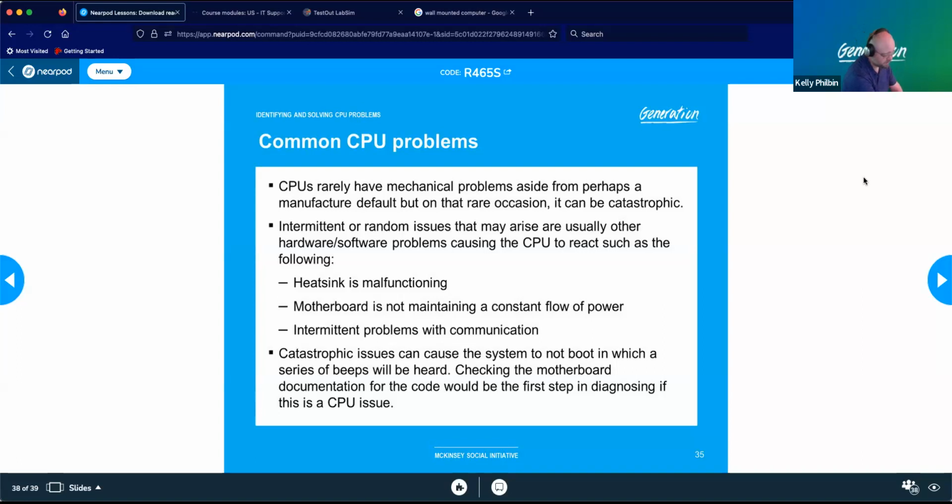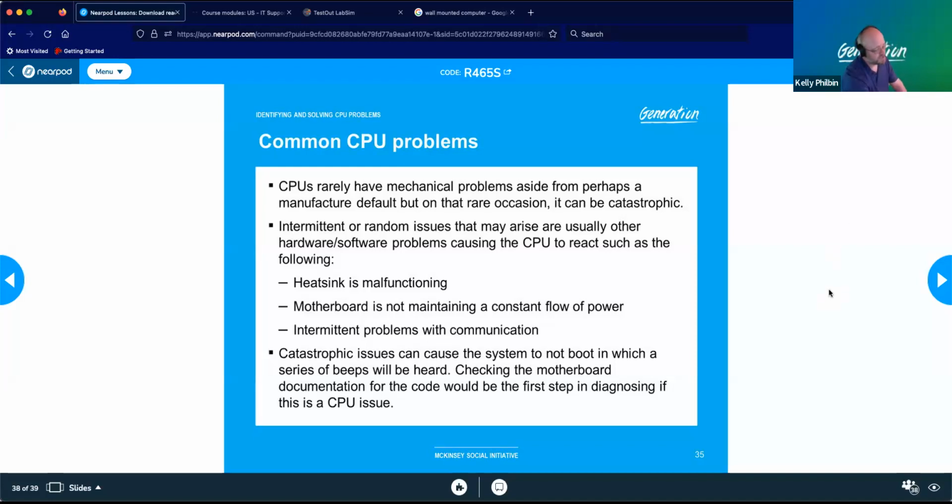Catastrophic issues, or kind of what they are, the system can't boot. You'll just get a series of beeps. Those series of beeps are called what? What do we call these series of beeps? Post error. Post error, power on self-test. Very good, Sean.